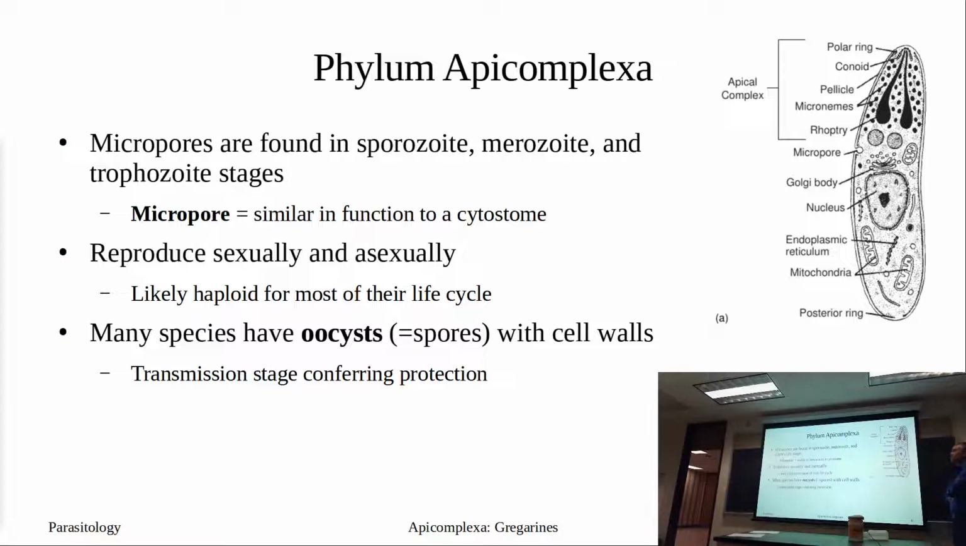All right, so we're going to see sexual and asexual stages in the life cycles. And also, many of these species have oocysts. Oocysts are essentially spores. Again, we'll see these terms, and we'll define more of them. But the oocysts have cell walls. They have a thick outer covering, because this is usually a transmission stage, and you need that wall for protection from the environment.